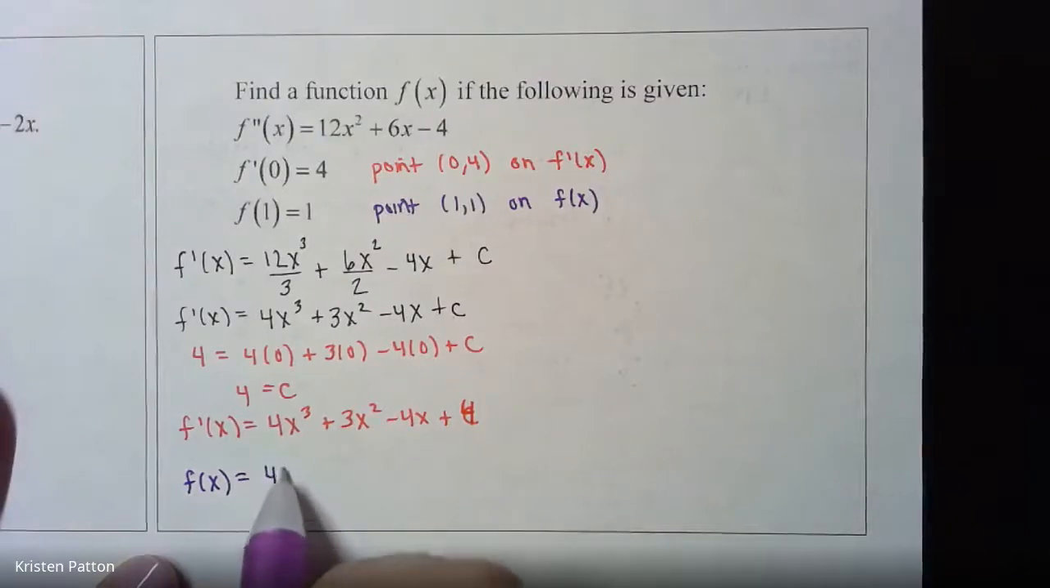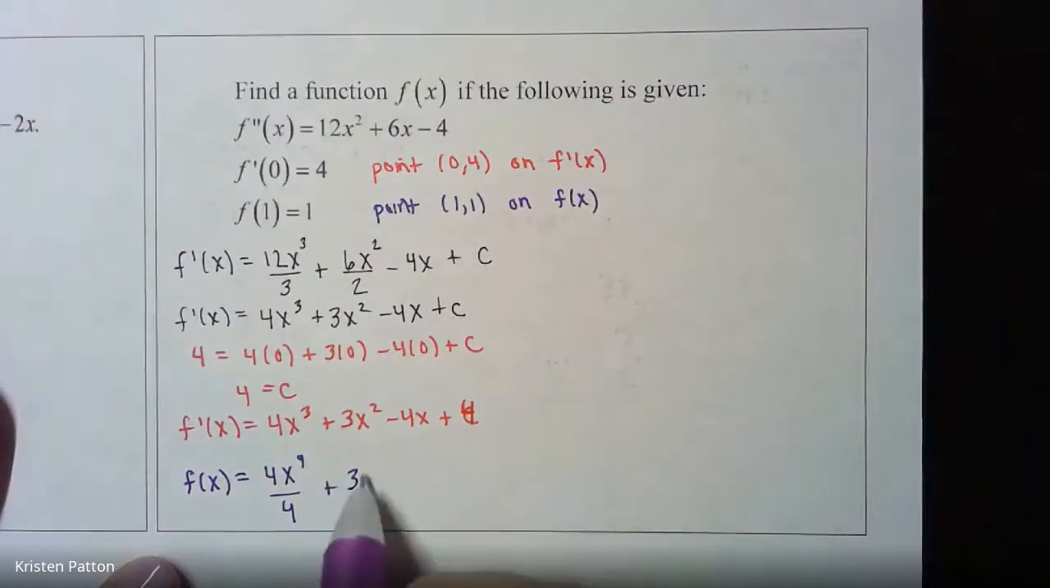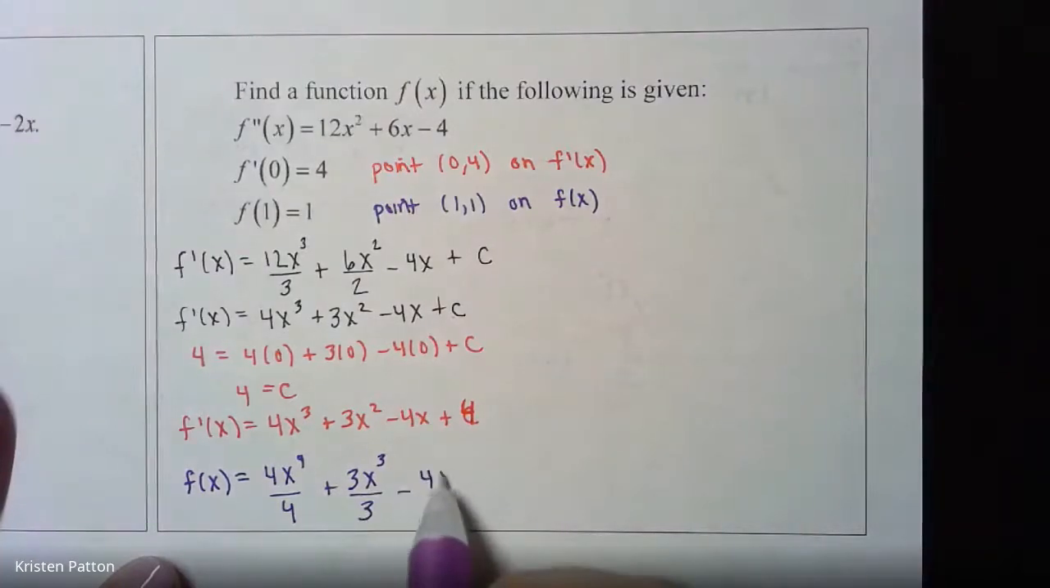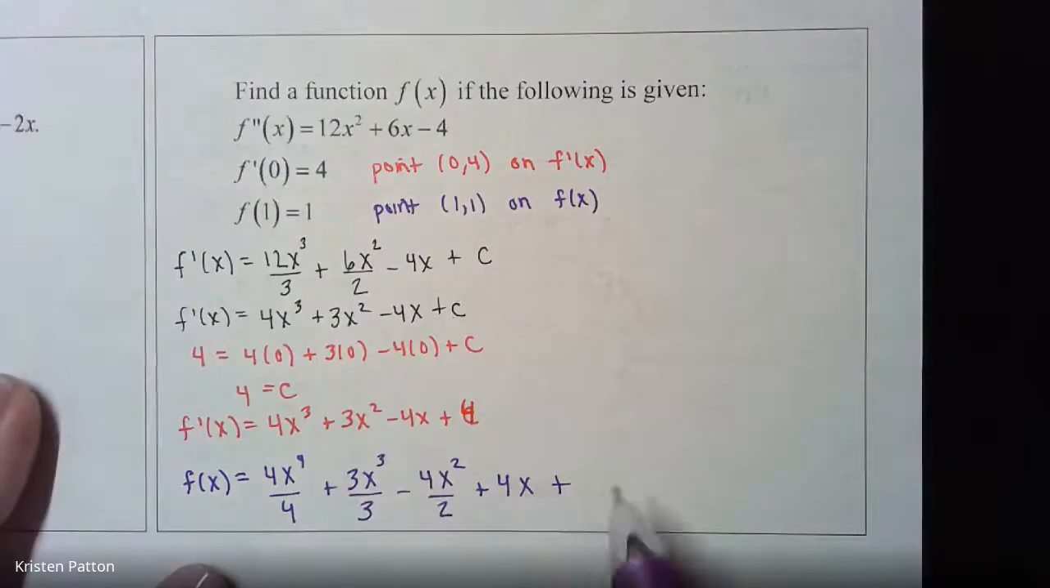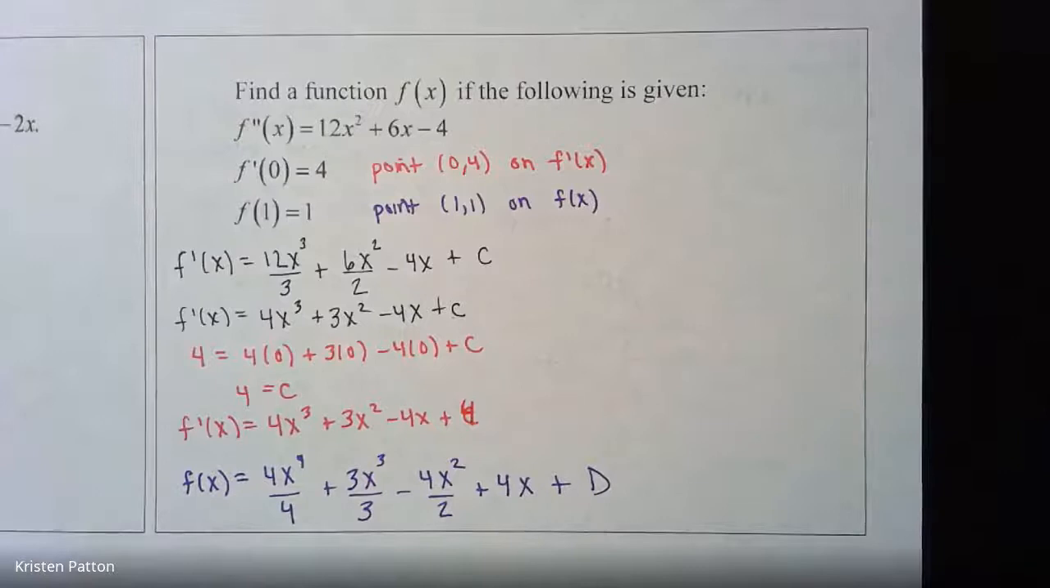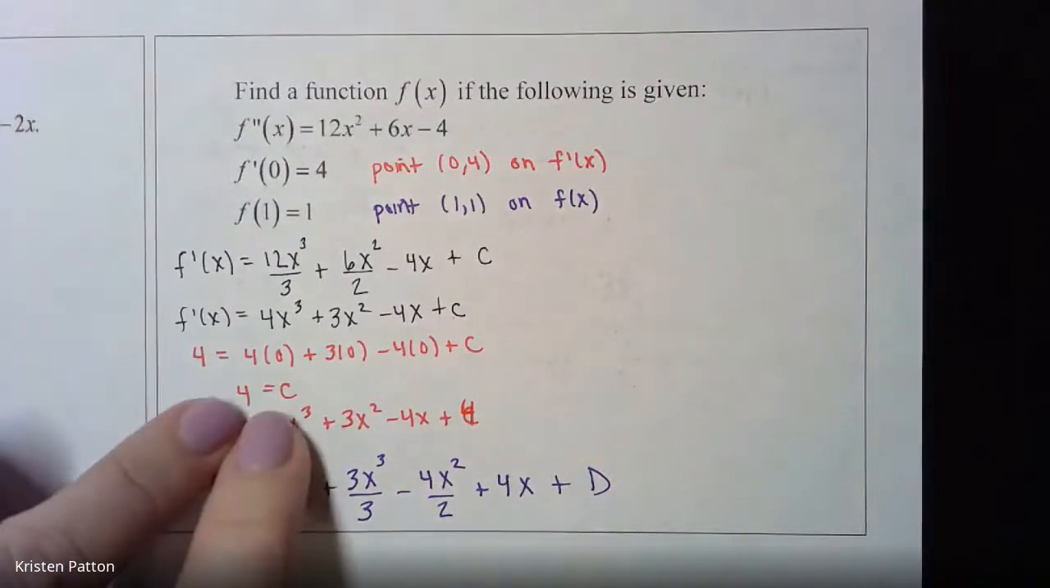So the 4 stays there. I add 1 to the exponent, divide by 4. The 3 stays there. I now have x cubed, divide by 3. 4x squared divided by 2. 4x plus, now we want another constant. And if you don't want to use c again, because we've already used c, then use d. Or use c1 and c2. Or use c again and just make sure you know it's a different c than that c.